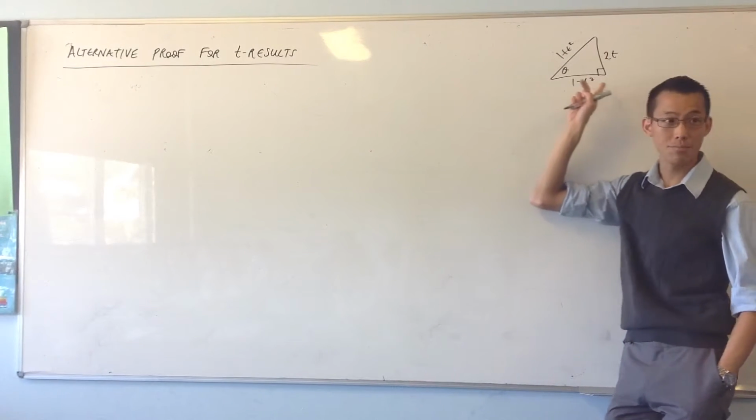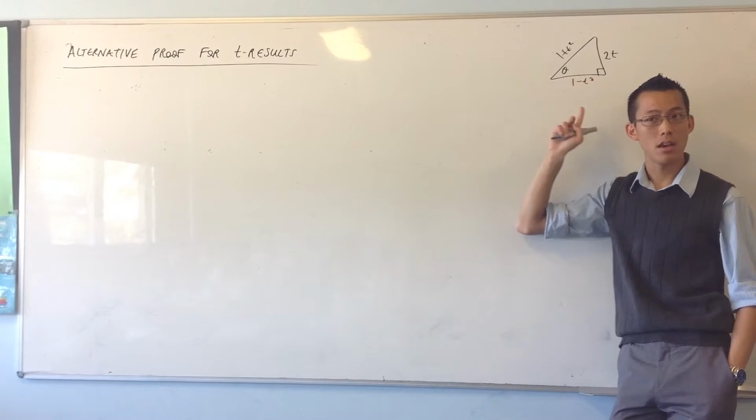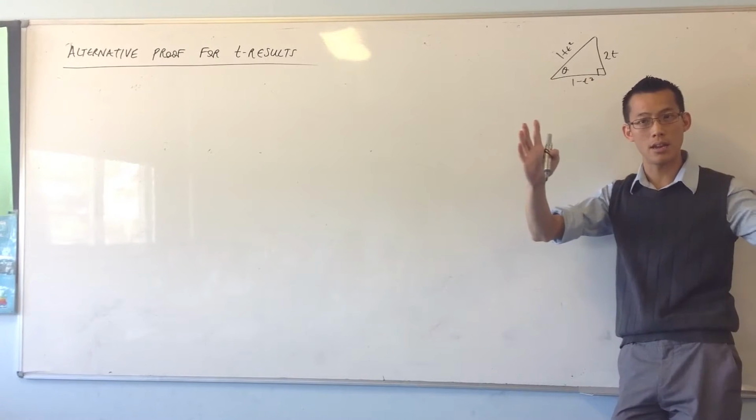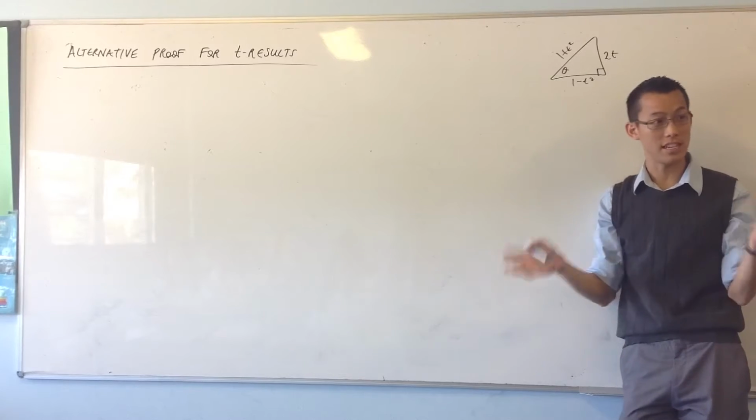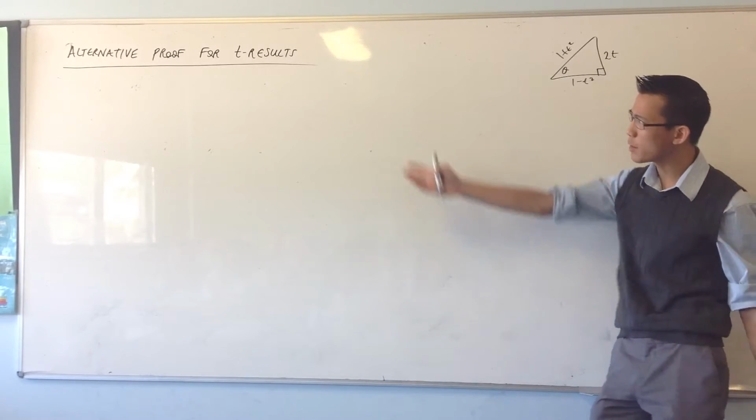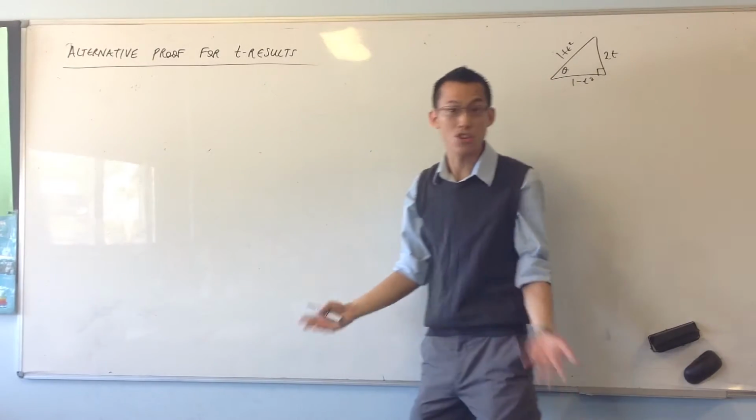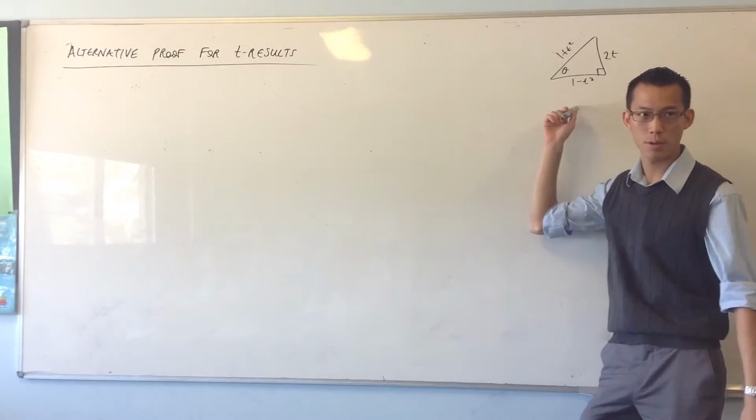Obviously, because it's a right angle, this means theta must be acute, right? So between 0 and 90, exclusive. It doesn't even include the boundaries, right? But we want to be able to use these t results all the time, and you can, right? So that's why this proof is bogus, okay?